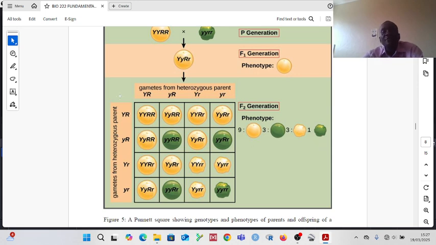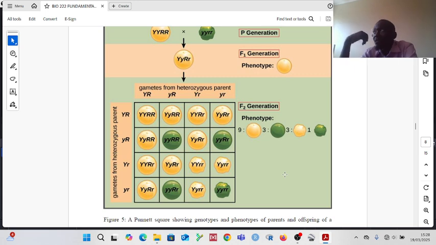Okay? So when you follow this Punnett square, you will see where there is yellow, where there is green, where there is the wrinkled color. In this case, we've used a Punnett square to see how a dihybrid cross can happen. Dihybrid cross is when you have two traits, two characteristics of an organism. In this case, we are looking at color and shape. Okay? So when you do that, then now you end up with a bigger Punnett square.